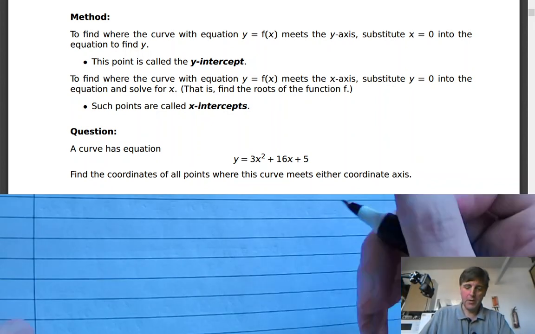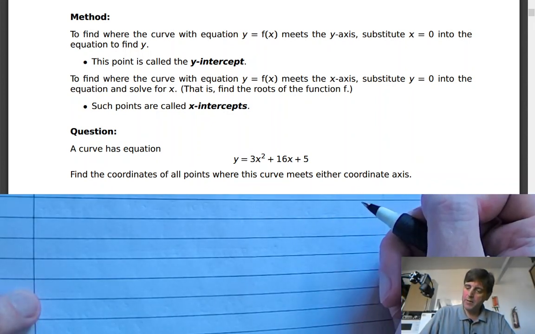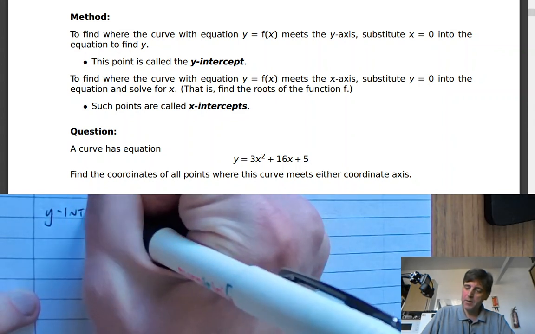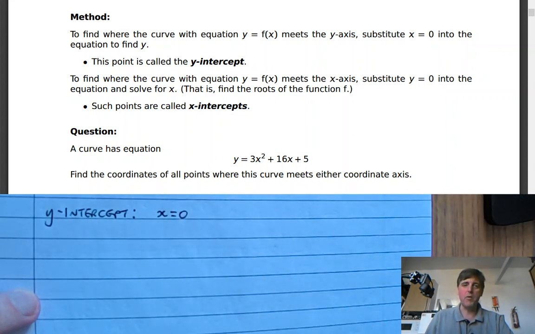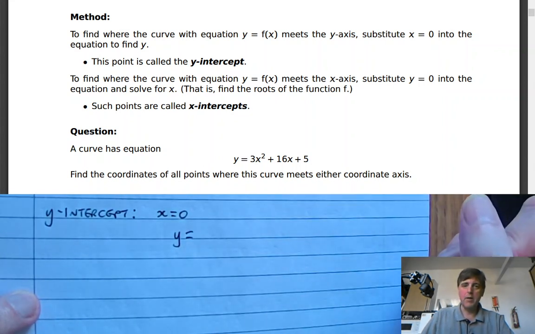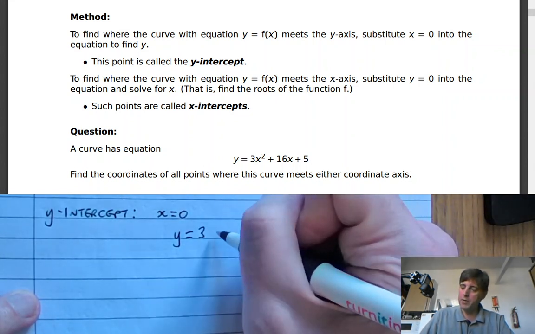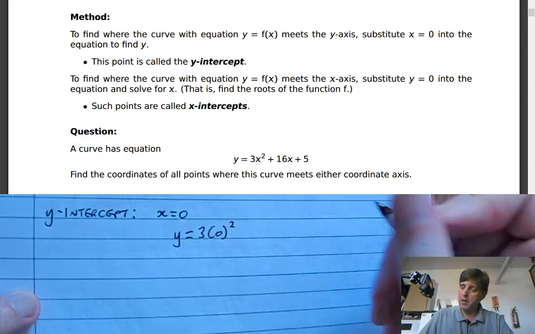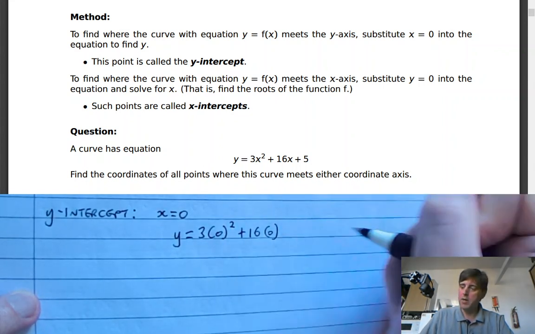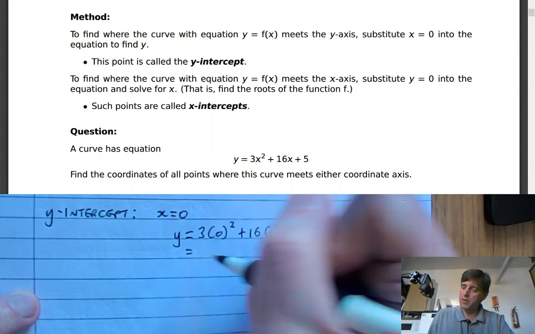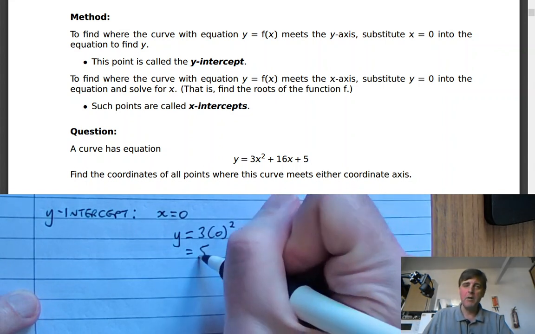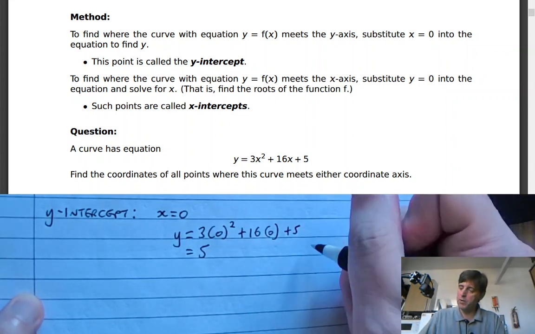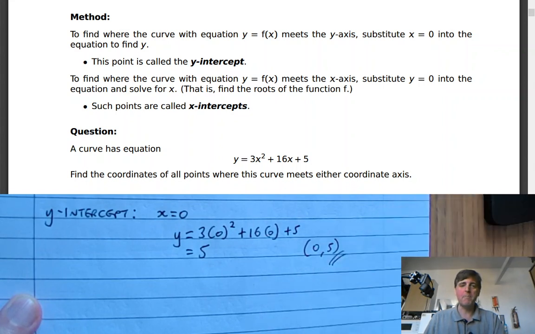All right then, so here's what you hopefully did. To find the y-intercept, we need to substitute x equals 0. We need to work out where the y-coordinate is when x equals 0. So let's just take our equation here. We have 3 lots of x squared, so in this particular case 3 lots of 0 squared, plus 16x, which will be 16 times 0, plus 5. Any of these terms with x in just vanish away to 0, and so we just end up with 5 here, which means our y-intercept must be the point with coordinates 0, 5.